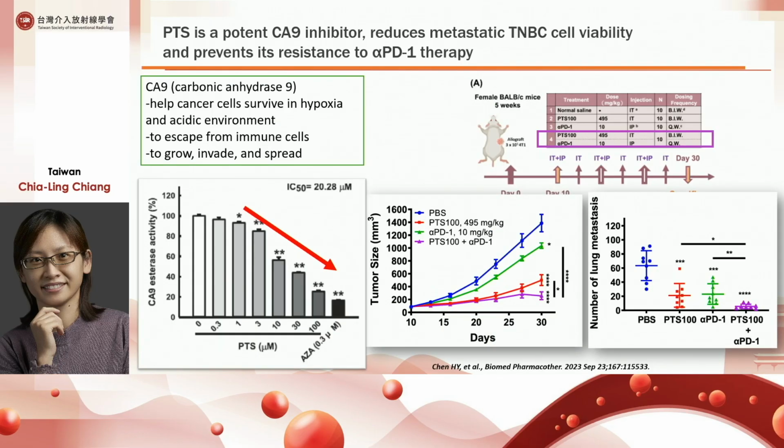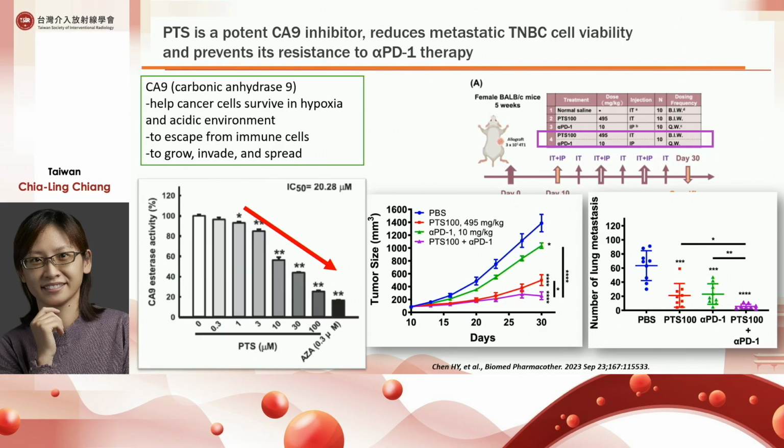Another mechanism is that PTS is also a potent CA9 inhibitor. CA9, carbonic anhydrase 9, is an important enzyme that helps cancer cells survive in hypoxic and acidic environments, allows cancer cells to escape from immune cells, and allows cancer cells to grow, to invade, and to spread. It's a very important enzyme for cancer cells. And we found that with more PTS, the CA9 activity could be inhibited severely.